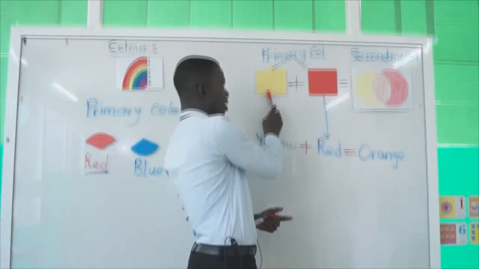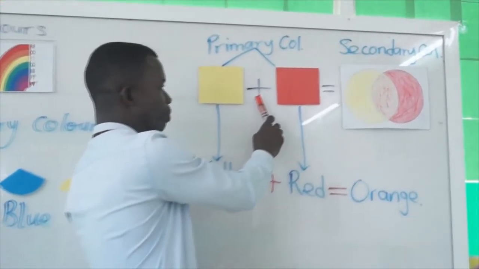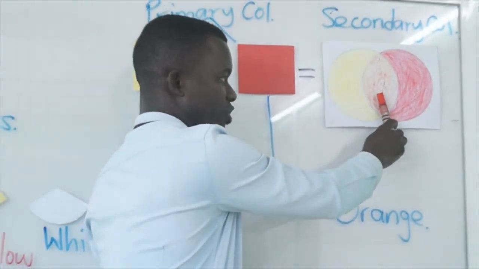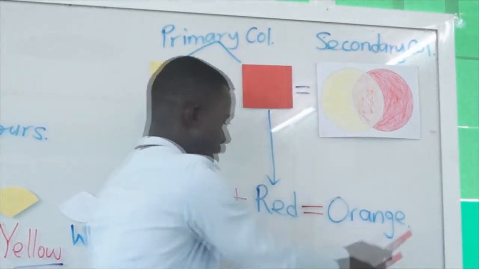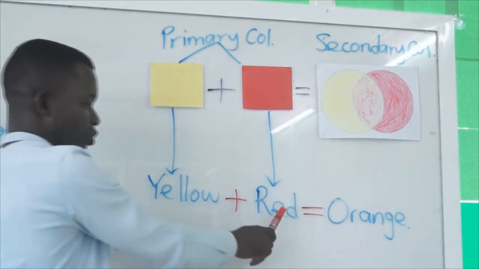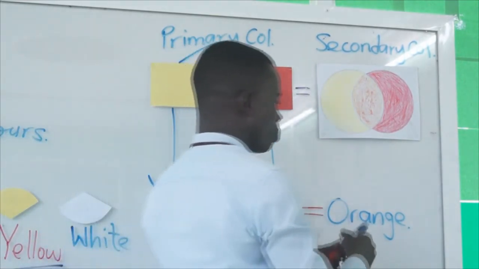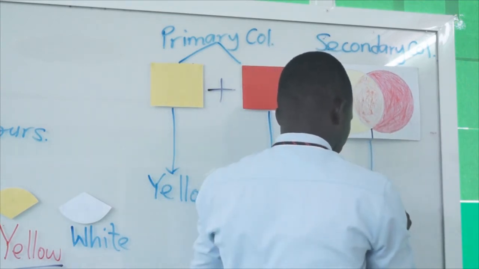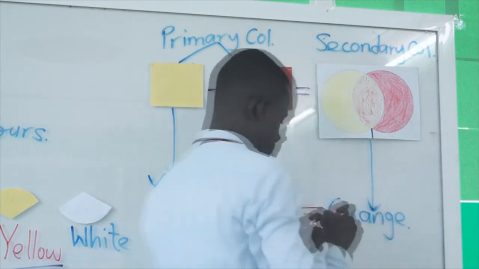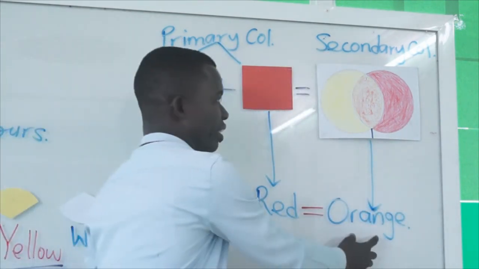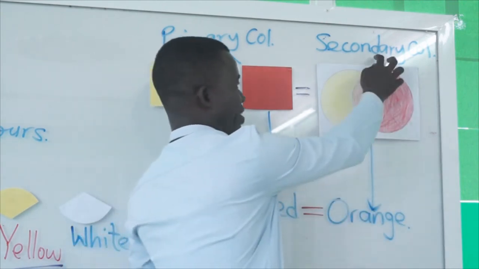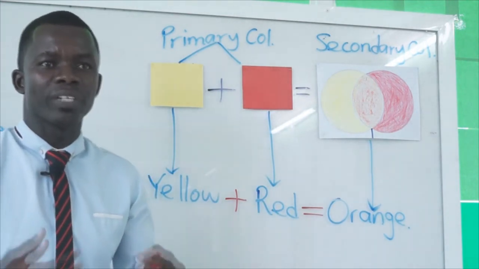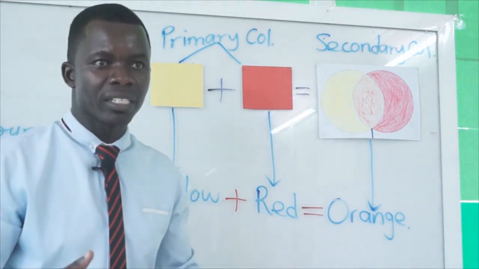So here I say yellow plus red equal to orange. Okay, here yellow plus red equal to orange. So this portion here is orange, and this orange color is called the secondary color. So orange color is one of the secondary colors.